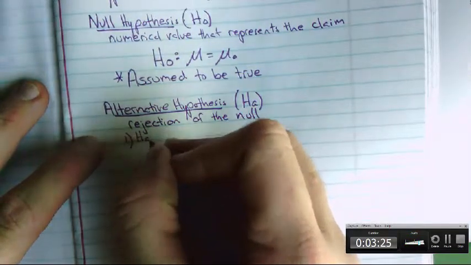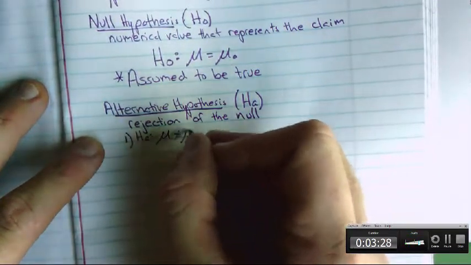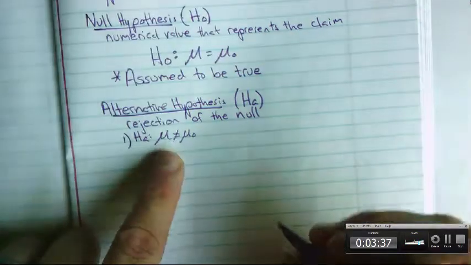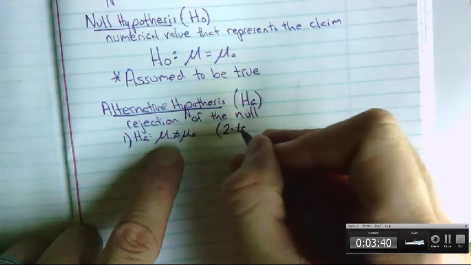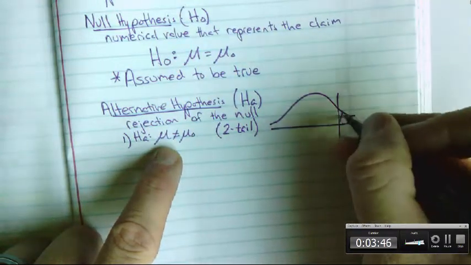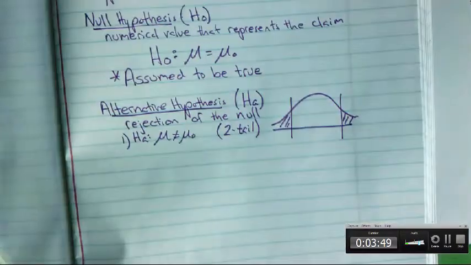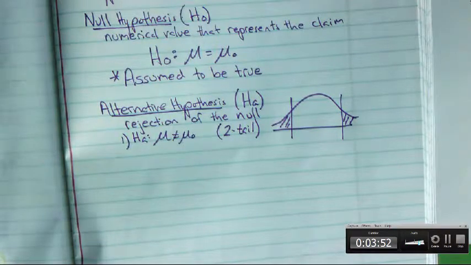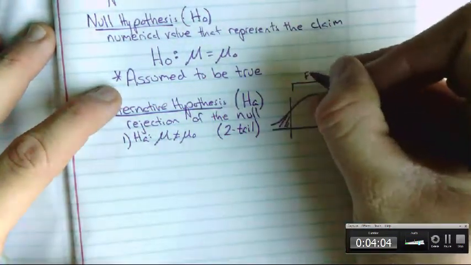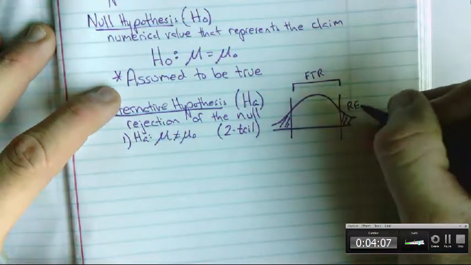You can say the alternative is mu does not equal what's being claimed. And if that's the case, it's a how many tail test? If you're saying it's not equal to, it's a two-tail. What that means is you're leaving room for the fact that it could be statistically significantly higher or lower. You're saying, I don't know if it's 12,000, but I think it's different than 12,000. So it could be a lot more than 12,000, it could be a lot less. So it has two tails. And in between those two tails is the fail to reject region, and on the outside of that is the rejection region.